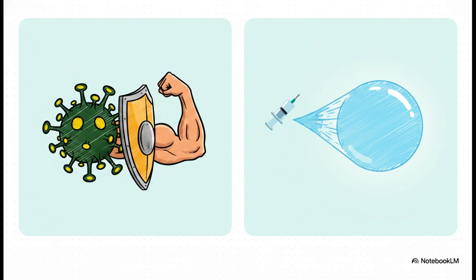Our primary internal weapon is immunity, but that actually comes in 2 distinct forms. First, natural immunity. This is developed organically. Your body gets exposed to a pathogen out in the wild, it fights it off, and your own immune memory cells essentially take notes, remembering exactly how to defeat it next time.